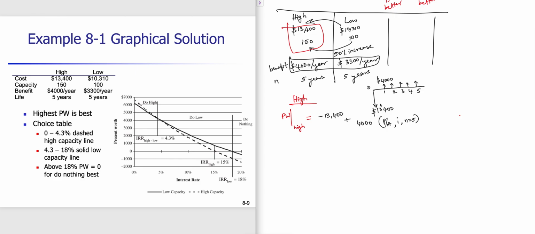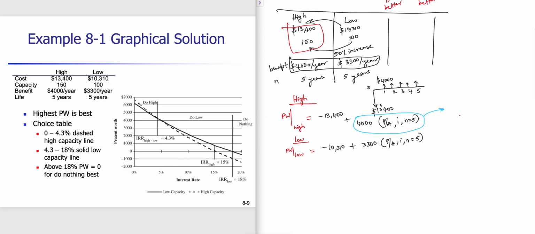So what about low investment? Case when we have low investment. So present worth for low, how do we write this? We are investing 10,310, and every year we're getting 3,300, and this is annual, so we have to convert it to present, and n equal to 5. So what is the formula for this? Only this one. Given A, how do we find P?